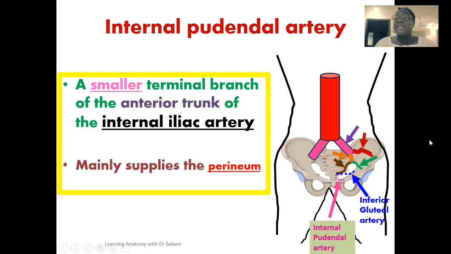This internal pudendal artery is seen as the main arterial supply of the perineum. And we know that the perineum is located inferior to the pelvic floor or the pelvic diaphragm. We've tried to also describe it in our lecture on the perineum. The perineum is a space that is seen at the inferior part of the pelvic floor or the pelvic diaphragm. In that lecture, we also describe a number of organs that are located within the perineum. And these organs, of course, will need to be supplied with oxygen and nutrients.